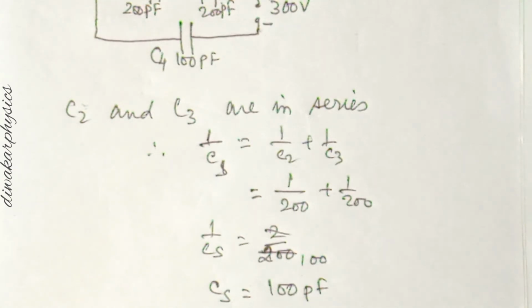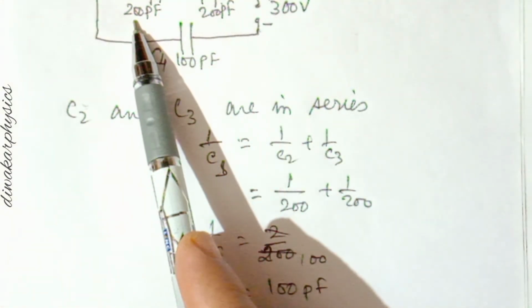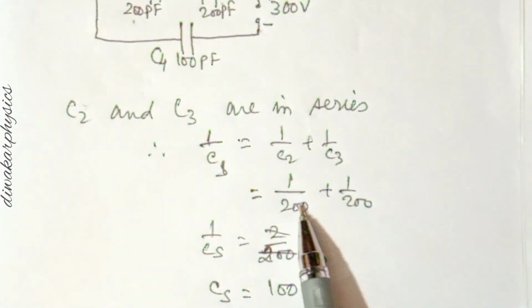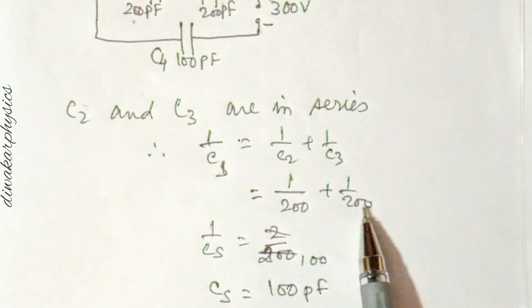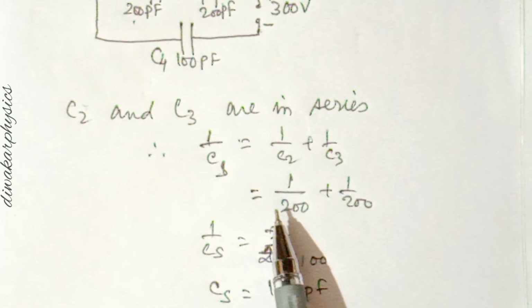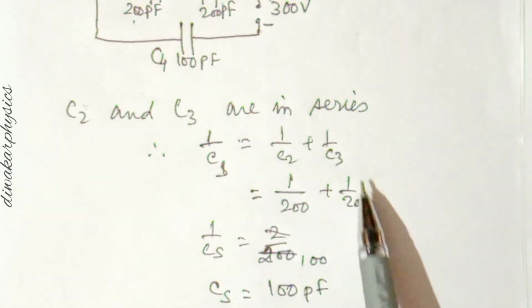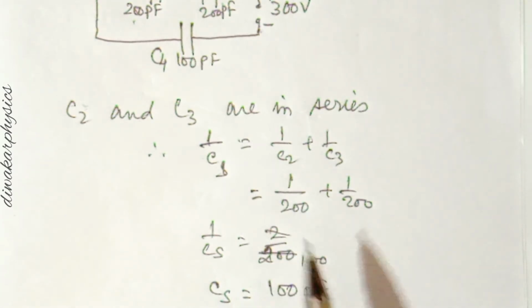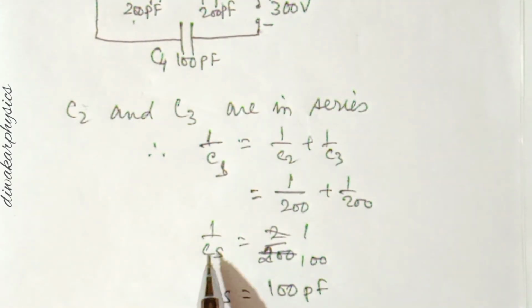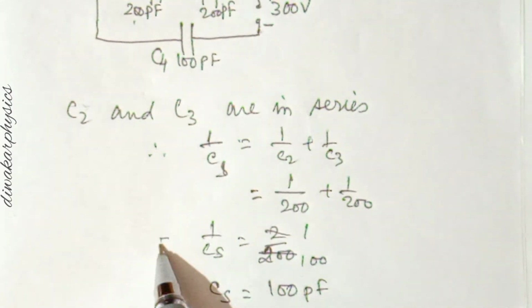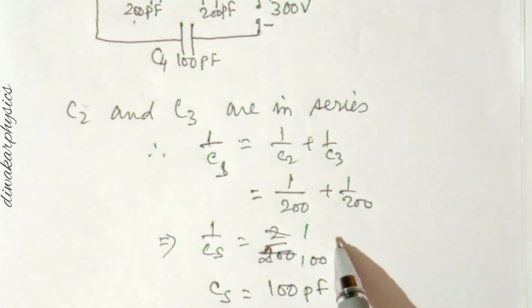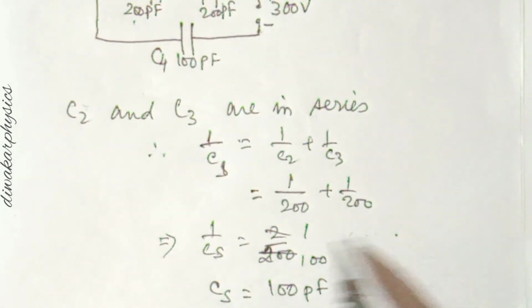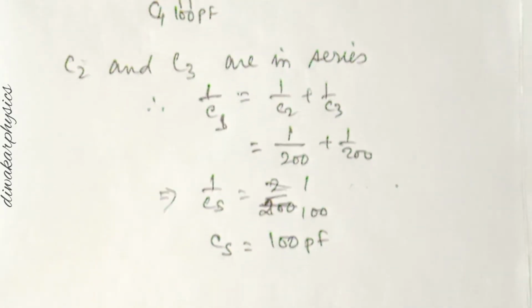Now C2 is 200 picofarad and this is also 200 picofarad. I have applied these values, in picofarad only. Then 1 by 200 plus 1 by 200 is 2 by 200, that is 1 by 100, and don't forget to take the reciprocal. So this side is 1 by CS, so CS will be 100. Don't write 0.001. This is a very common mistake, so don't do that.